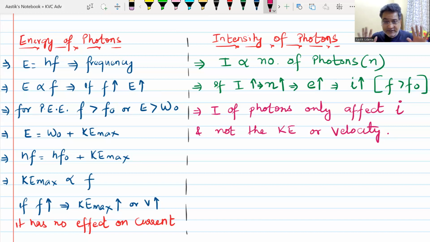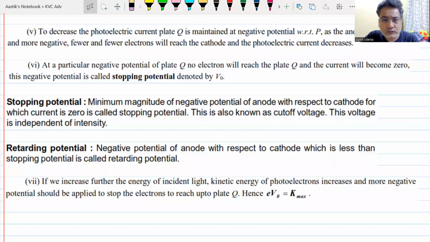Everyone understands this? Can I have a raised hand that we have understood this? I'll give you 2 minutes to note this down. Now we have seen what happens if Q is made positive with respect to P. Current increases, it reaches a maximum value. That maximum value is known as saturation current. If you want to increase the current further, you have to increase the intensity of the radiation. You have to make more photons fall, to make more electrons. Do we understand up till here? Yes, sir. Now let us understand what happens if you do the reverse.